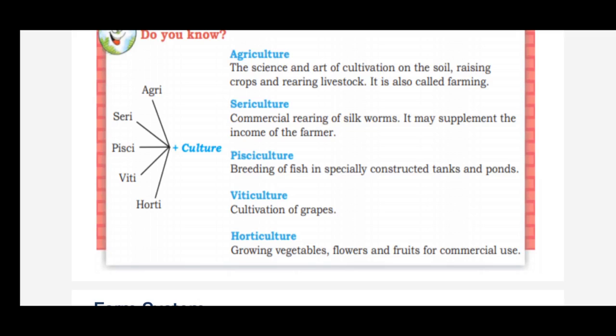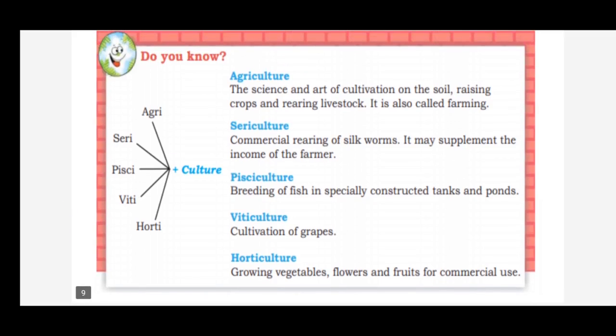Now viticulture. What's that? Viticulture means cultivation of crops like grapes, grape orchards. It's called viticulture. Now the last one, horticulture. Horticulture is nothing but growing of fruits, flowers, vegetables for commercial purpose. For commercial use they grow. This is called horticulture. Once again, repeat: agriculture, sericulture, pisciculture, viticulture and horticulture.